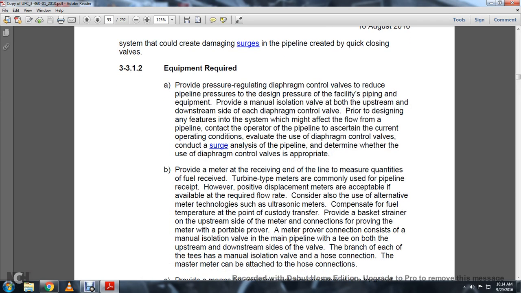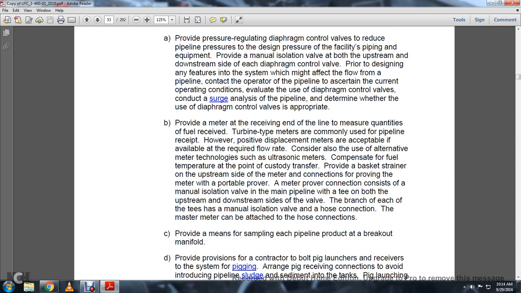3.3.1.2 Equipment required. Provide a pressure regulating diaphragm control valve to reduce the pipeline pressure for the design of the pressure facility piping and equipment, and provide manual isolation valves on both the upstream and downstream side of each diaphragm control valve. Prior to designing any feature of the system which may affect the flow of the pipeline, contact the operator of the pipeline to ascertain the operating conditions, evaluate use of the diaphragm control valves, and conduct a surge analysis of the pipeline to determine whether the use of the diaphragm control valves is appropriate.